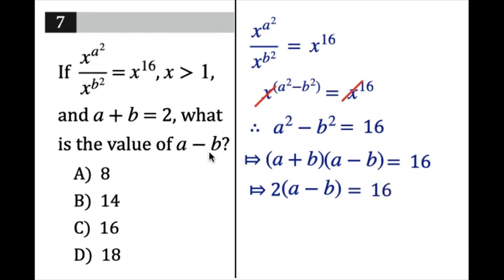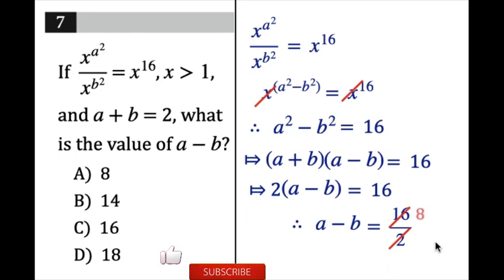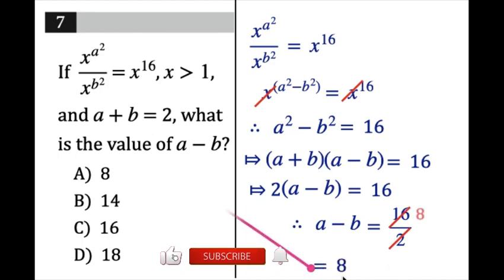We are looking for a minus b. Therefore, a minus b is equal to 16 over 2, and 16 over 2 is equal to 8. Therefore, a minus b is equal to 8. Answer A.